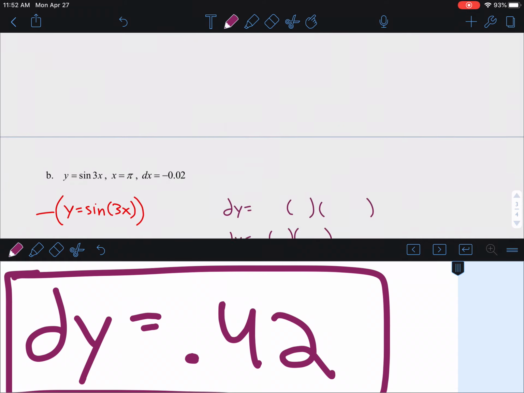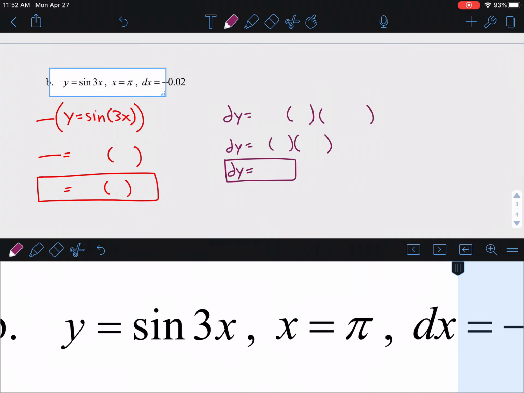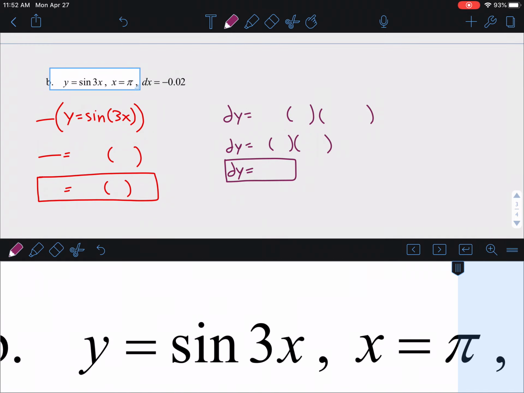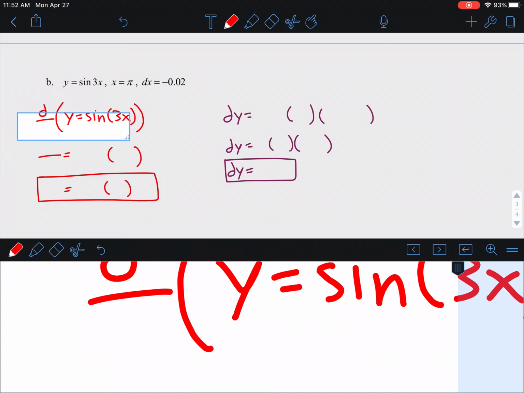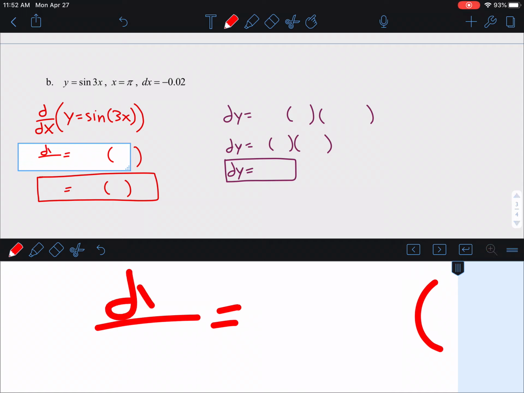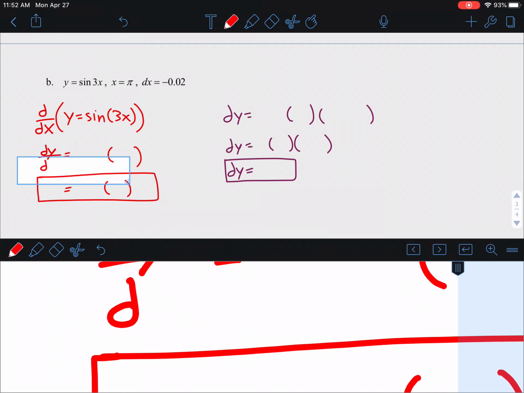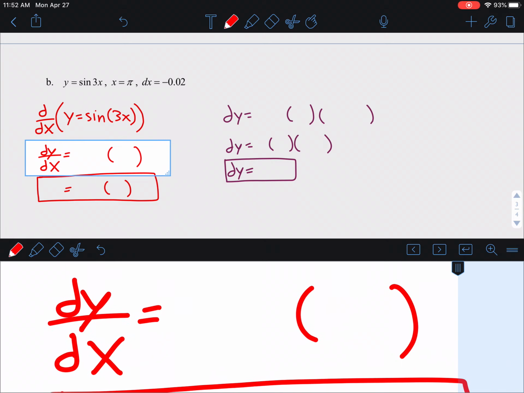Let's look at B. y equals sine of 3x. So first thing I'm going to do is find the differential dy. So I'm going to take my equation, and take the derivative with respect to x. So what is the derivative of y? It is going to be dy dx. Remember, that's implicit differentiation. When was implicit differentiation? I want to say section 3.7 that was.